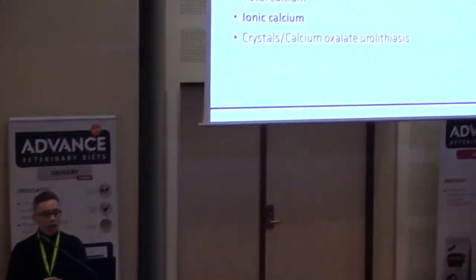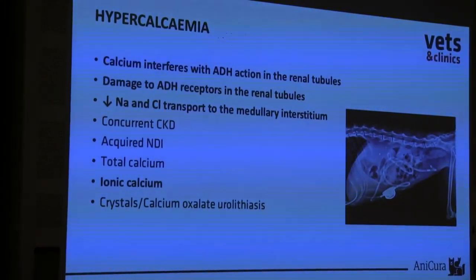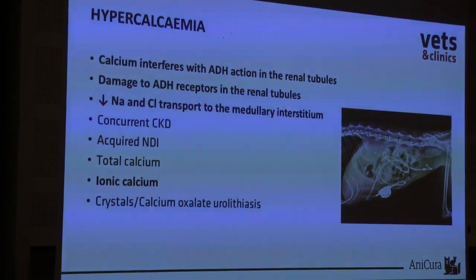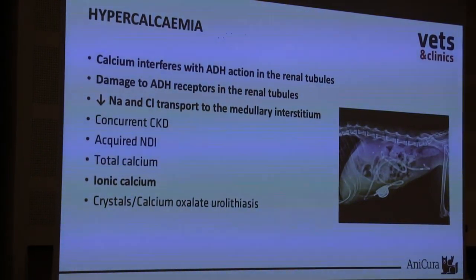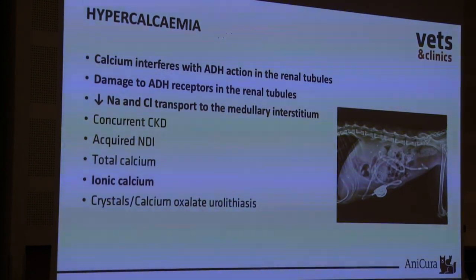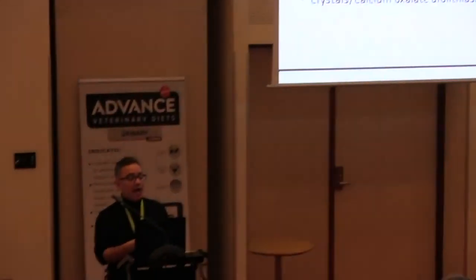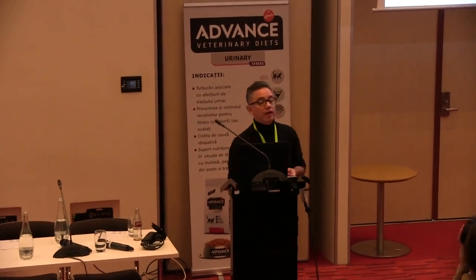Hypercalcemia. Again, the calcium interferes with the AVP receptor in the tubules, and the calcium itself can damage and block the receptor. At the same time it decreases the transportation of sodium and chloride to the medullary interstitium. In all these ways, it mainly affects the action of AVP on the osmotic diuresis and can produce polyuria polydipsia. For this reason, patients with primary or secondary hypercalcemia can present polyuria polydipsia.